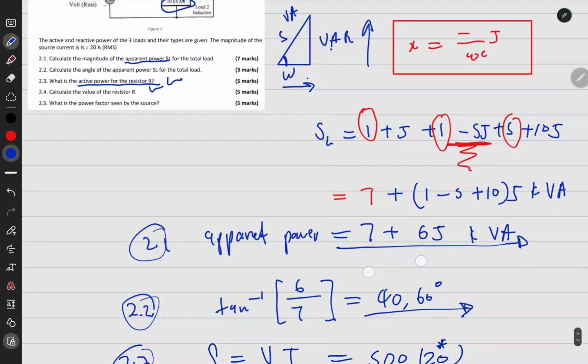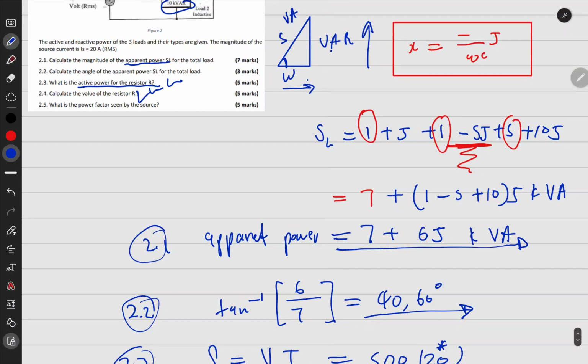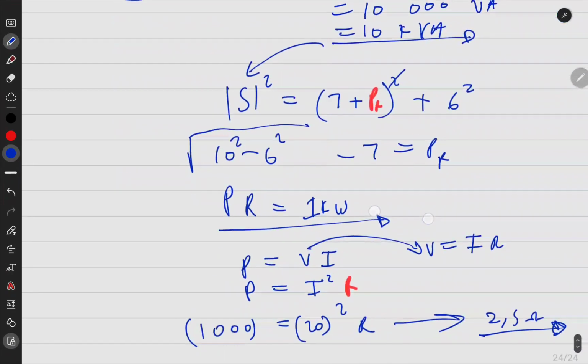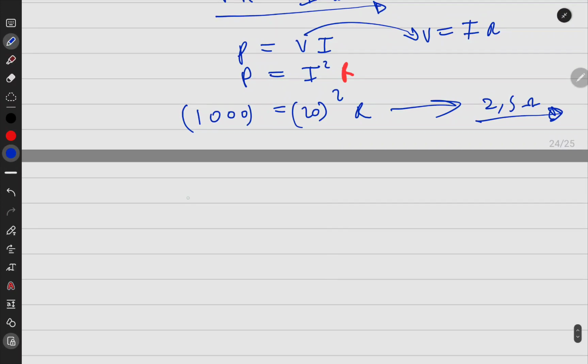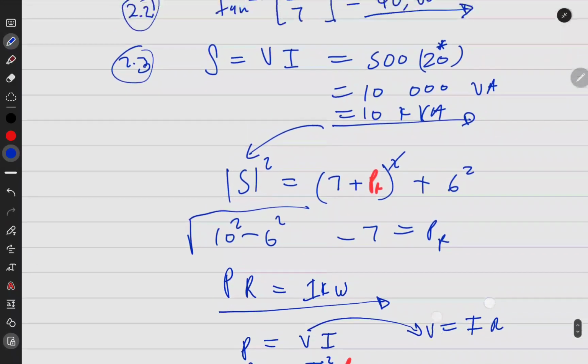Let's look at the next question. Now what is the power factor? Remember, power factor is going to be cos theta. But now what is our theta? We already got theta there. It was arctan of, I don't know what it was.